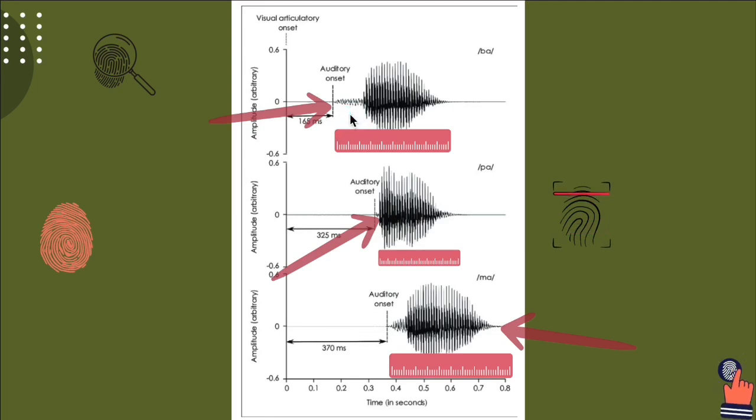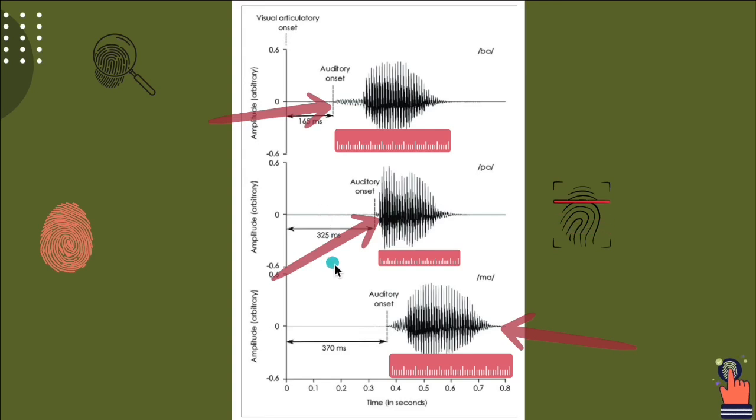This is because the sound b is a voiced sound, meaning your vocal cords start vibrating right away. The waveform here shows a shorter delay from when the sound starts to when it reaches full strength. So you hear the sound back quickly, about 165 milliseconds after you start making it. This is because the sound b is a voiced sound.